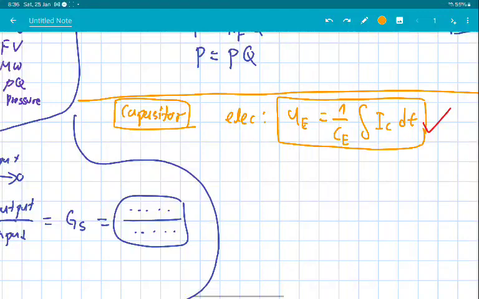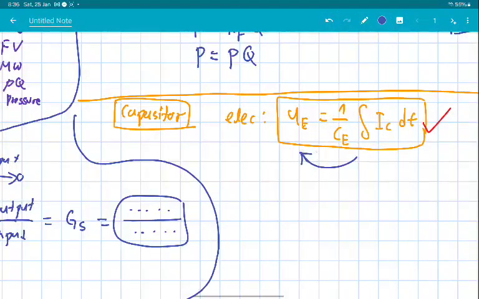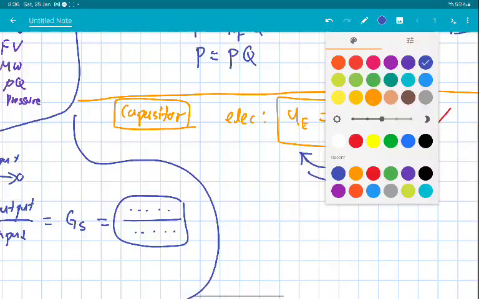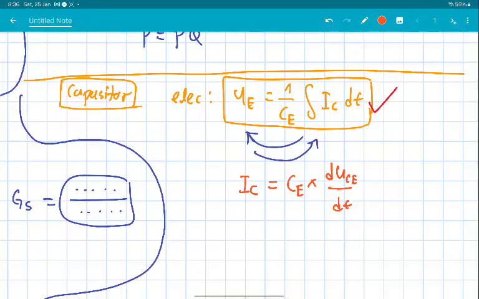This is for voltage. When it comes to current itself, if you rearrange this formula and bring the left hand side to the right hand side, you will get IC is equal to CE multiplied by the differentiation of UCE over dt. And if you're wondering what UCE is, UCE is the same thing as UE, the voltage at the capacitor, and E stands for electrical.